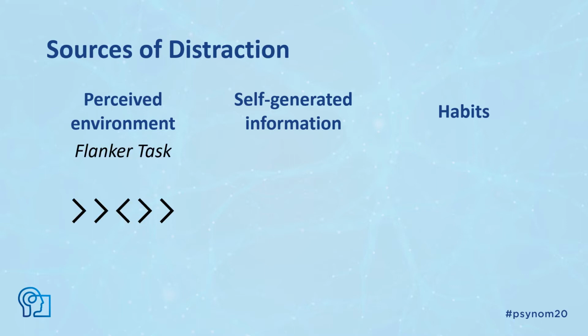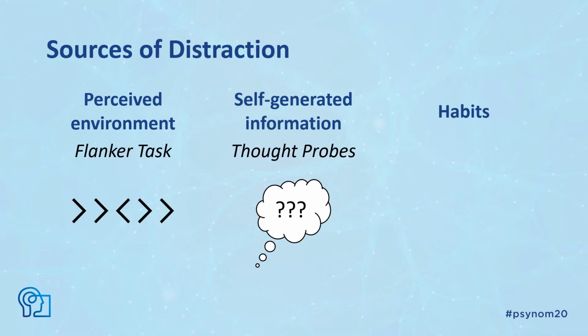An example for distraction from the environment is what would happen in a flanker task, where people have to ignore the flanking stimuli when they respond to a central arrow. For self-generated information, a typical example would be when we mind wander, although we should really focus on a certain task, as can be assessed through thought probes. And finally, a well-known and prominent example for distraction from habits would be the Stroop task, where we need to suppress the predominant response to just read the word instead of naming the print color.